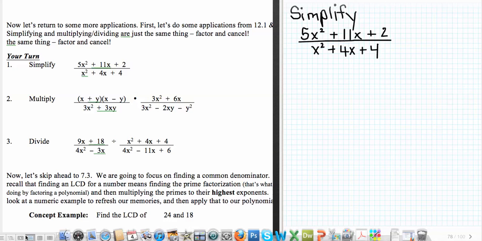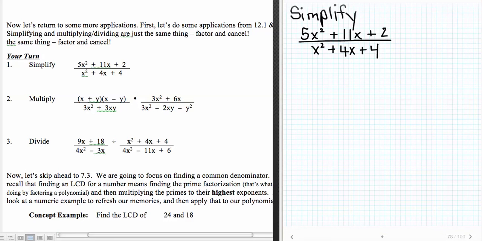All right, so we're looking at some problems out of our chapter 12.1 and 12.2, which again, these are rational expressions, which are just really messy looking fractions. And they're really messy looking fractions that are being simplified or multiplied or divided. And remember, the key to doing these problems is to factor and cancel, no matter what we're looking at. Simplification, multiplication, division. We want to simplify by factoring.